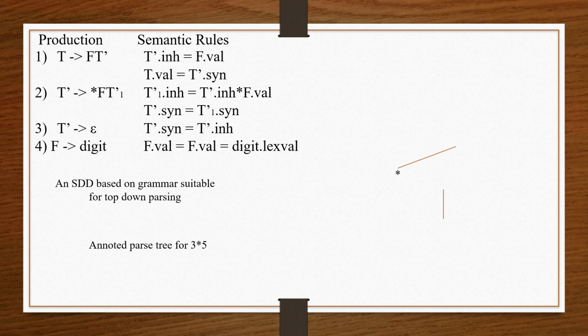More clearly, the head T' of the production, that is T' derives *FT'1, okay, *FT'. So this will inherit the left operand of the star in the production body. That means T' actually inherits the left operand from the left subtree. Clear? So this is the concept here.